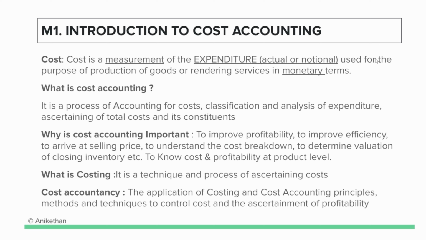Why is it important for an organization? The organization wants to improve the profitability and efficiency. Cost accounting, the detail of cost of a product is very important. To arrive at selling price, usually selling price is determined by the market. To match the market price, whether I will be still profitable, whether I will be efficient, all this detail is available through cost account books. What is costing? It is a technique of process and ascertaining cost. Ascertain means to find out.